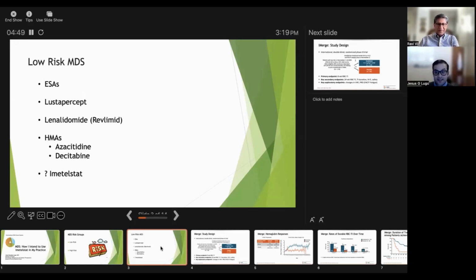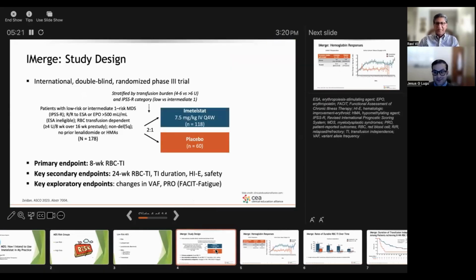Luspatercept, with the COMMANDS trial, I would suggest should go to the front line before erythropoiesis-stimulating agents, because of the groundbreaking COMMANDS trial that works in about 60% of the patients compared to ESAs. We have lenalidomide, which works in patients that are 5q deleted, which is a subset of patients that have MDS. And like I mentioned, HMAs, which we give in high-risk patients, we can also give in patients that are low-risk MDS, but we usually give it when we run out of options. And then we have this very fascinating new agent that is Imetelstat.